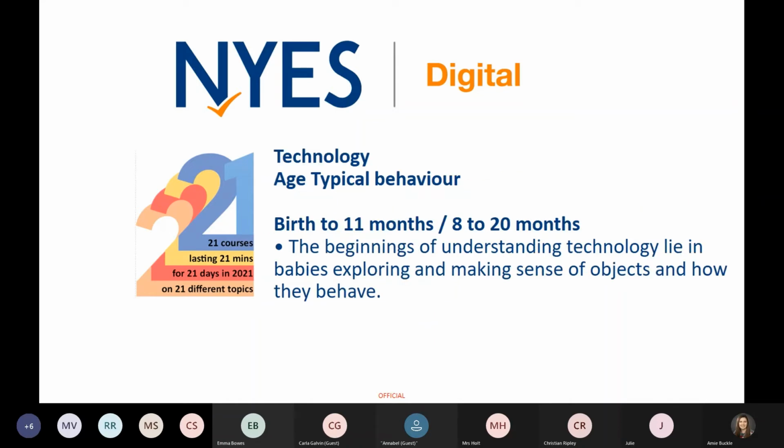So let's look at the very youngest, birth to 11 months and 8 to 20 months. The beginnings of understanding technology lie in babies exploring and making sense of objects and how they behave. So at this stage, just having exposure to technology, and different types of technology, is probably enough. So looking at a screen, if you can do a very simple bit of programming and download some simple apps. If you touch a screen which plays a sound or plays a video, YouTube's a classic one, for example, then that can be quite nice to get started on with those under 2 years old.